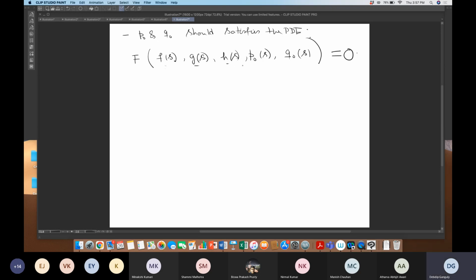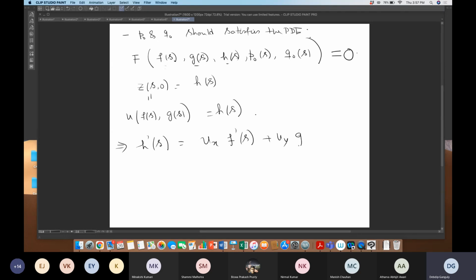Given F, G, and H, you can compute P naught. So P naught and Q naught satisfy this. This is one equation. Another one is, just look at it: z of (s, 0) is equal to h(s). So what is z of (s, 0)? u of (f(s), g(s)) is equal to h(s). Now you differentiate this function. h prime of s is Ux f prime at s plus Uy g prime at s. This is all at time t equal to 0.